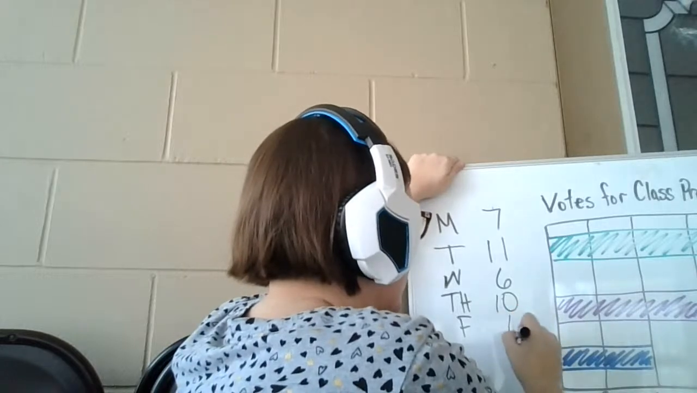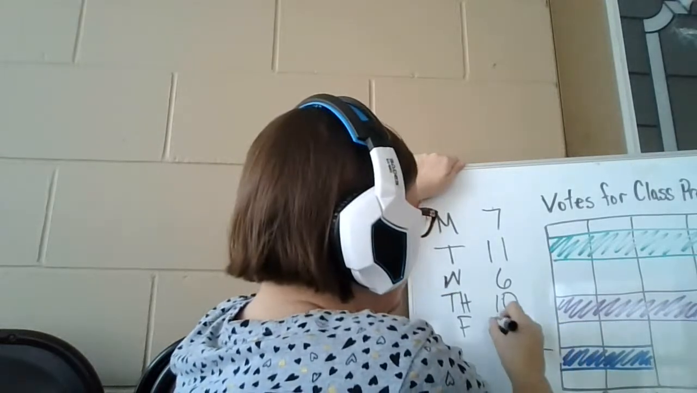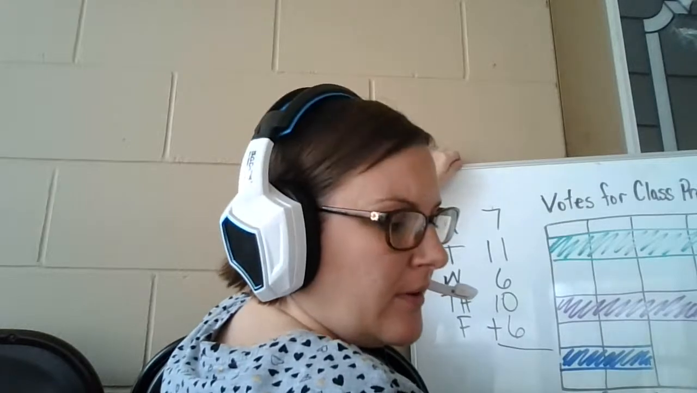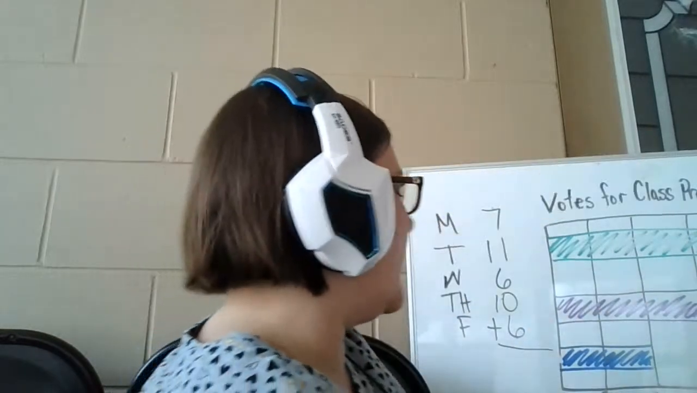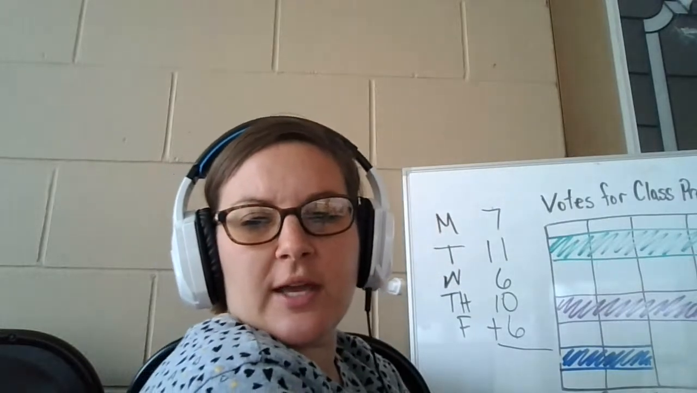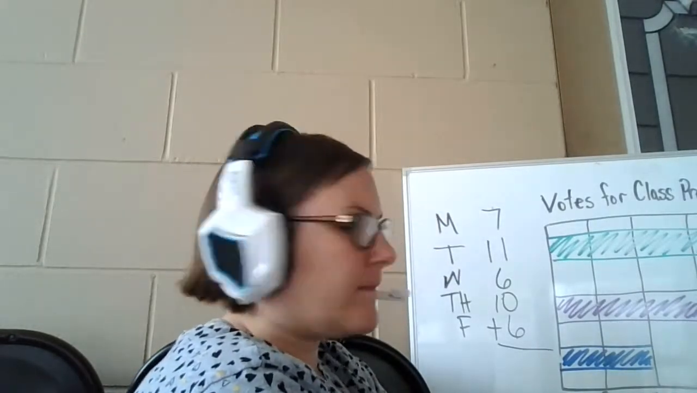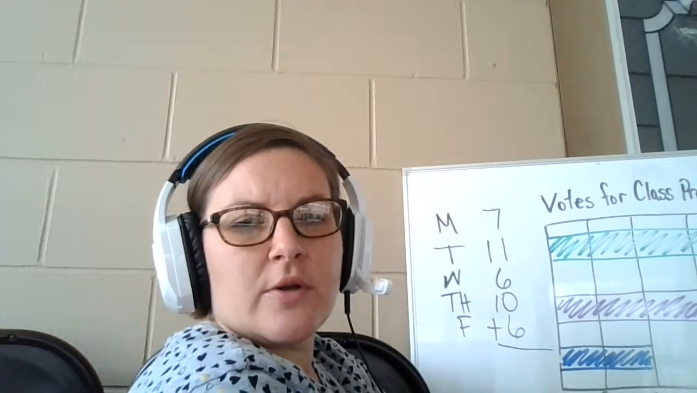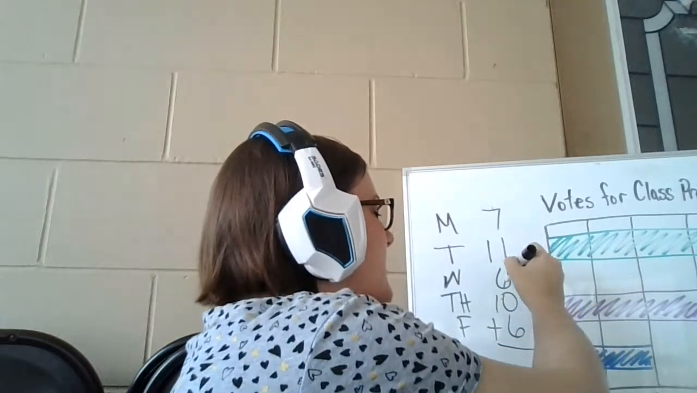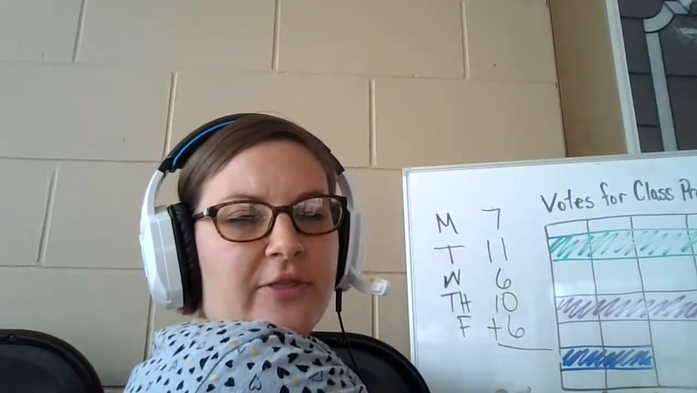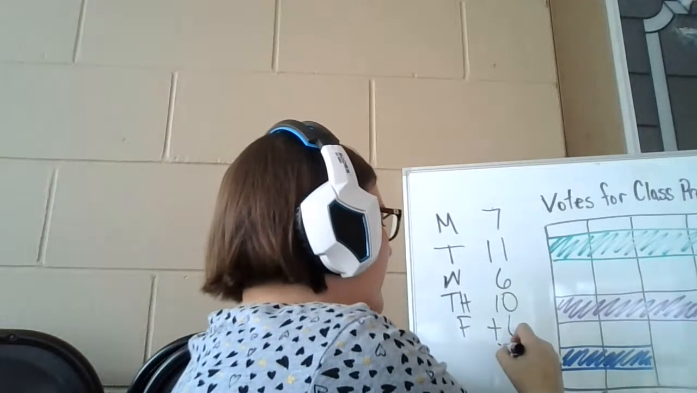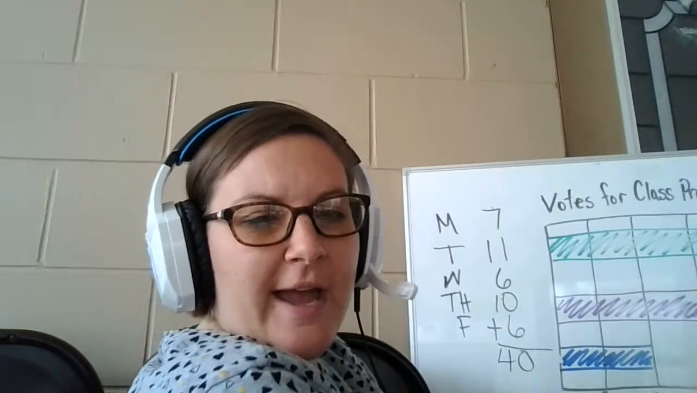Good, 6. All right. So we're going to add all these up. So go ahead. Somebody add all these up and then tell me what's your answer. When you add all these up, what do you get? We get 7 plus 11 plus 6 plus 6. What do we get? Not 30. We should get 40. Okay, we're averaging.